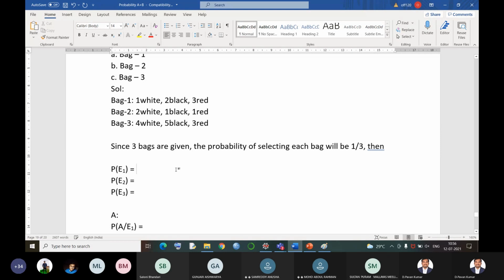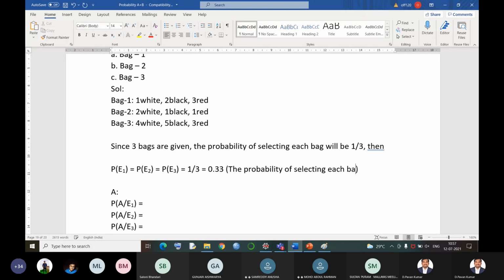then what happens here is equal to 1 by 3 is equal to 0.33, the probability of selection of each bag. I'll write the statement also: the probability of selecting each bag is 1 by 3. So we are done with that.